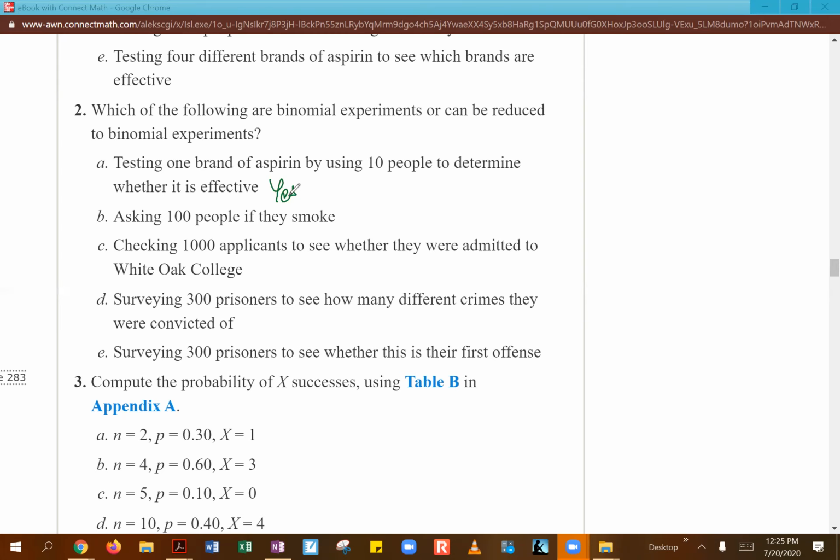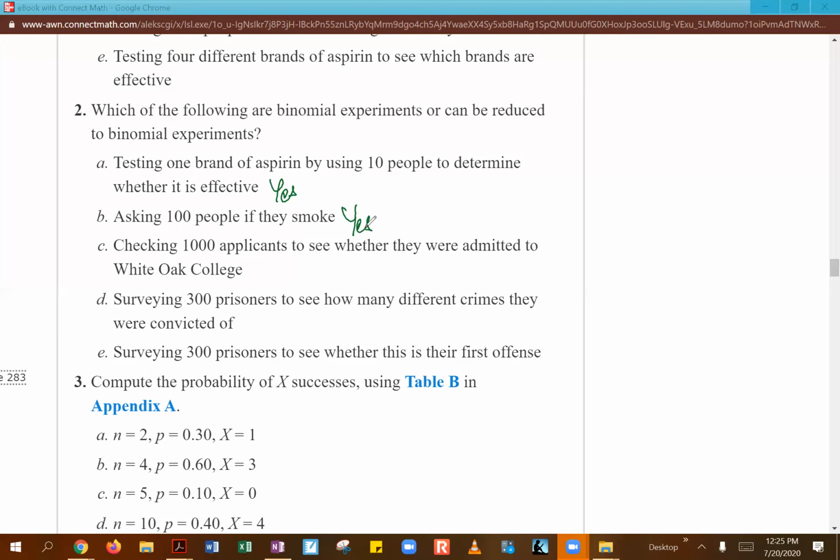Okay, part B is saying asking 100 people if they smoke. Alexander, you're saying yes? Asking 100 people if they smoke. Jesus, you're also saying yes. Yeah, because you have a fixed number of trials with those 100 people, Lily, okay? So your 2 outcomes can be they smoke or they don't smoke. So those could be our 2 outcomes. And again, we will be able to maintain independent trials. And then of course, probability of success will remain the same.